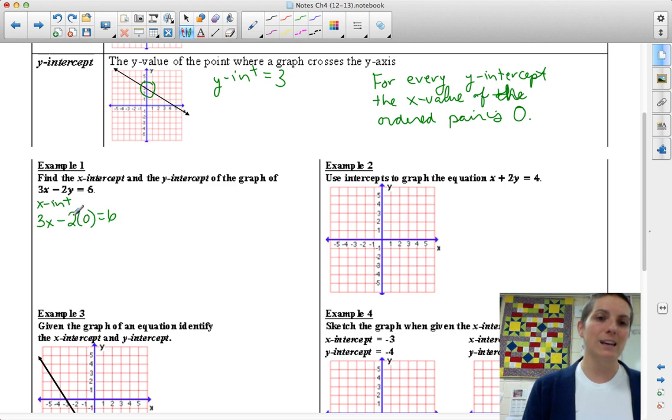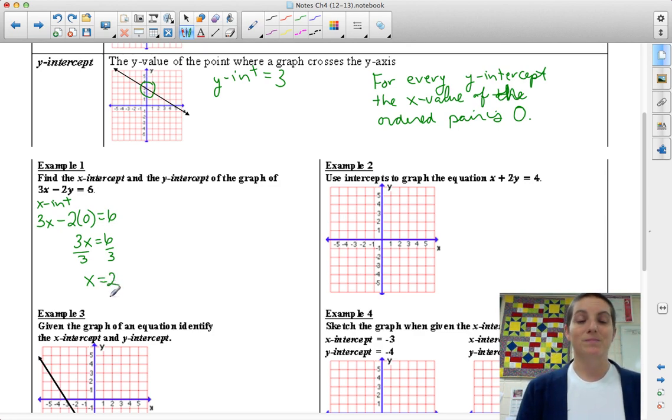We know that anything times 0 is 0, so this really says 3x minus 0. So 3x is equal to 6. Divide both sides by 3, and we get the fact that the x-intercept is at +2. We could do lots of things with that.